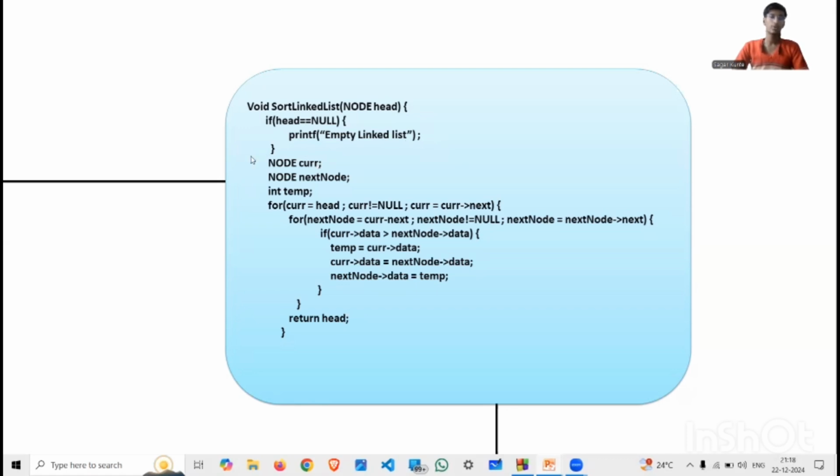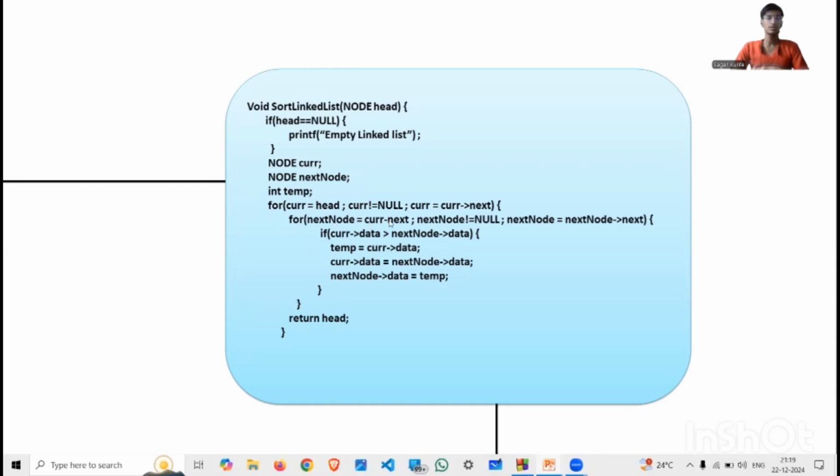Here is a temporary pointer of type node, and this is an integer temp to sort it. Let us put one for loop: current is equal to head, current not equal to null, current is equal to current of next, and another for loop. We have to put two for loops. For an array also we put two for loops, and here also we have to put two for loops.